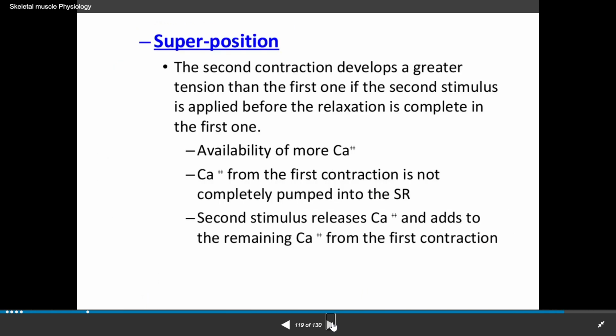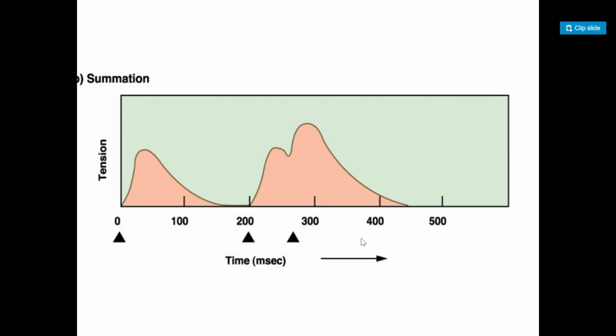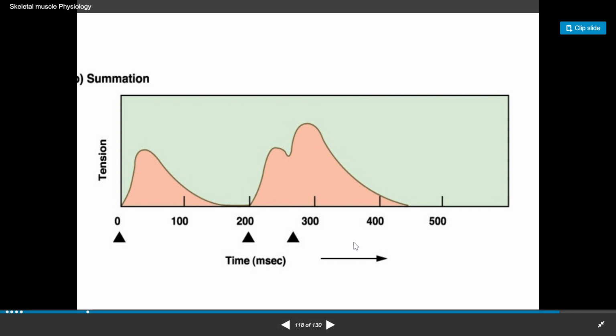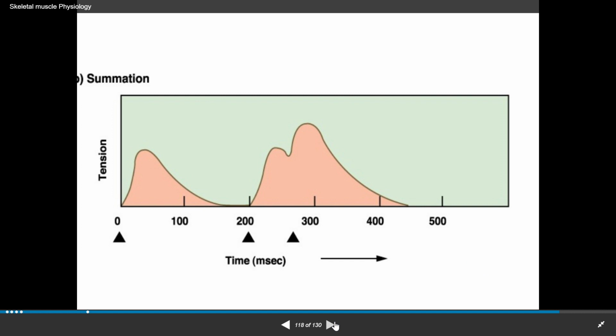So you can know the summation, right? In summation you can see that there are two things. One is multiple fiber summation, another one is frequency summation. In multiple fiber summation, more motor units would be there, whereas in frequency summation there will be more frequency of contraction. So you can increase the contraction by increasing the motor units, or by increasing the frequency of contraction. Two things you can do. That is what is given here.